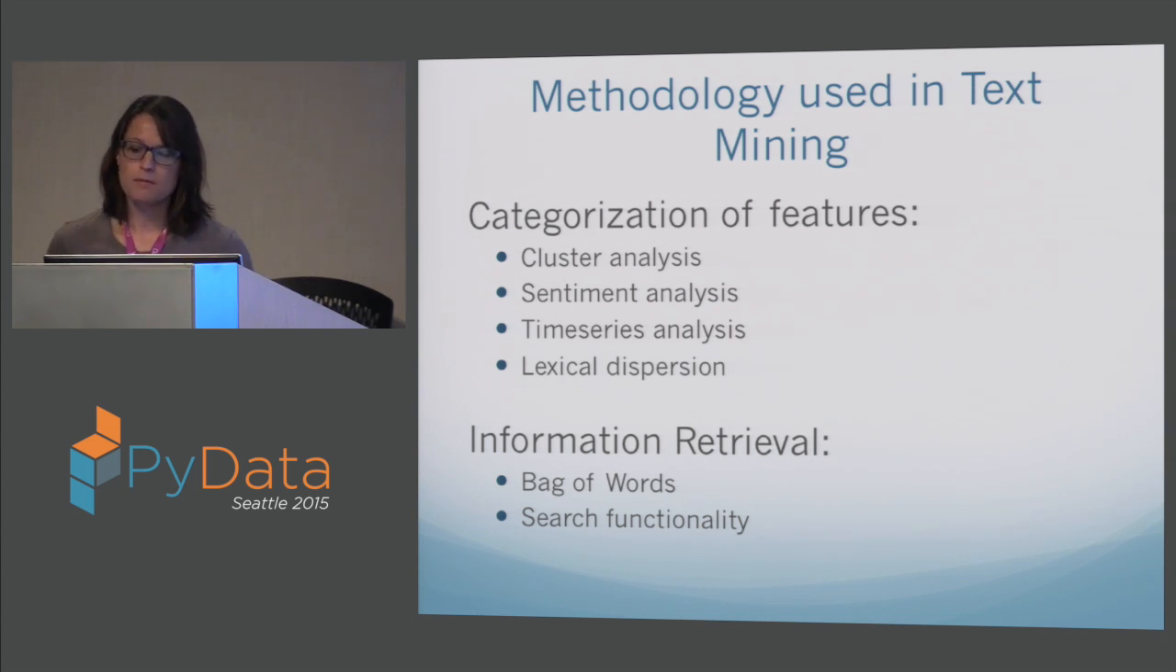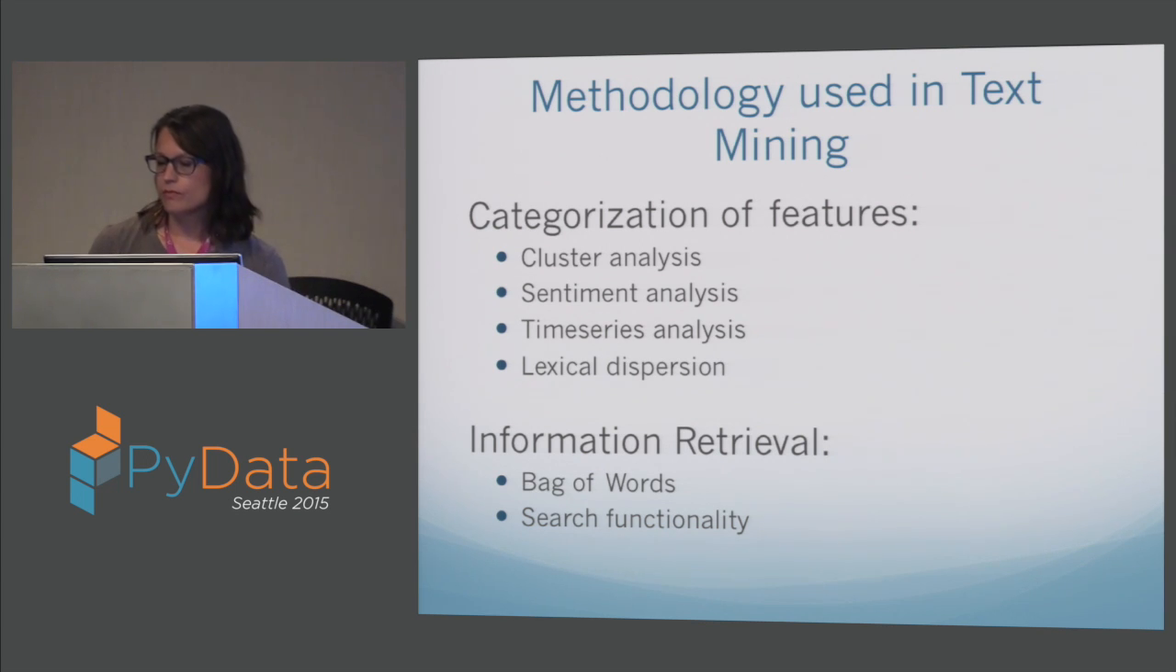Next, we're going to talk about methodology used in text mining. So you've got categorization of features and you've got information retrieval. And both are useful, but they're useful in different ways. Categorization of features, you've got cluster analysis, and that's a good way to find patterns in your data that you might have missed, such as clusters of terms that are commonly found near each other in a vectorized space.